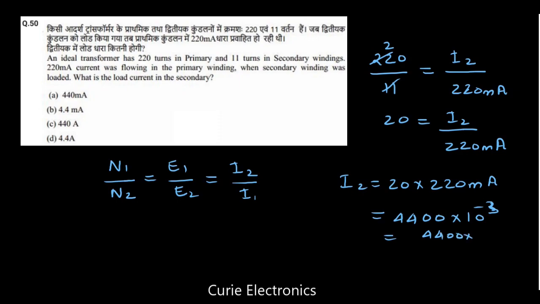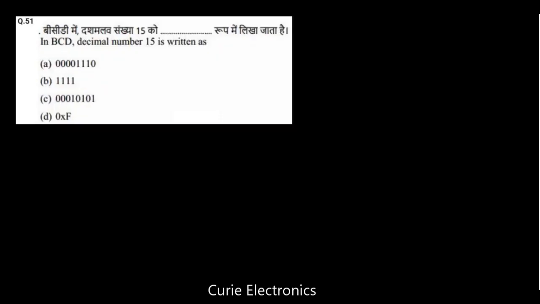4400, 1 upon 1000. 2 zeros cancel. So what we get? We will get 44 upon 10. That is equal to 4.4 amps. So clearly the answer is option D, 4.4 amps.